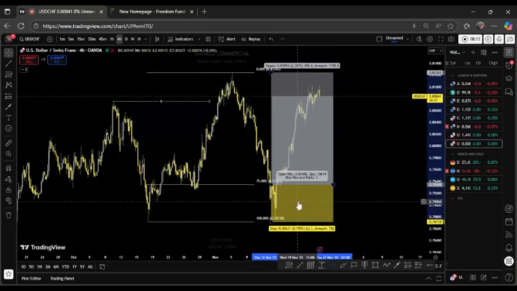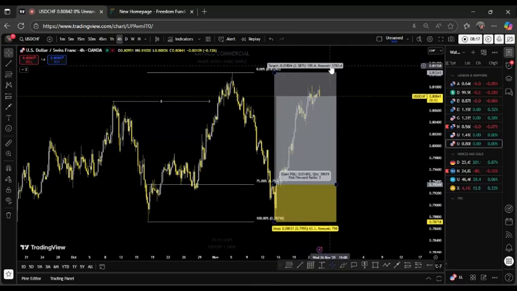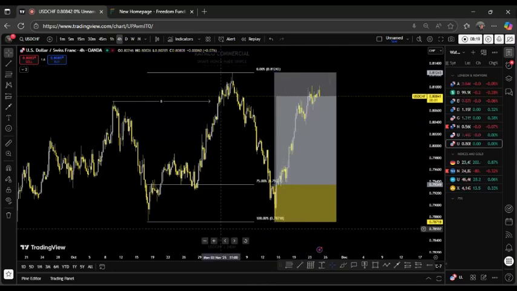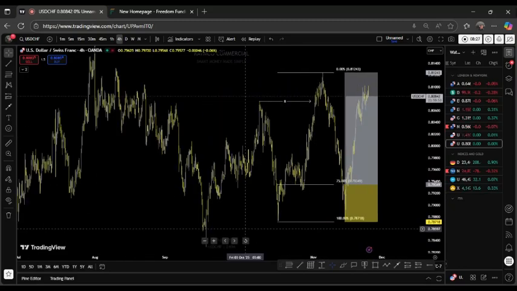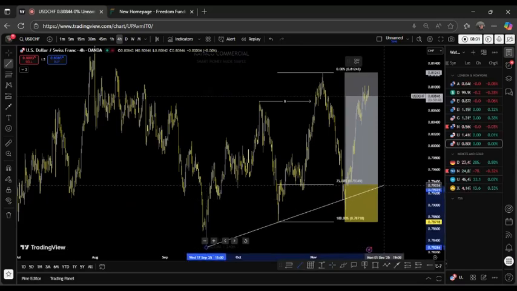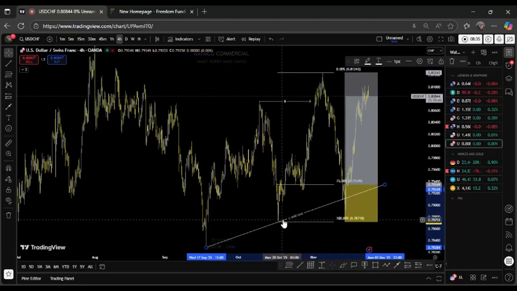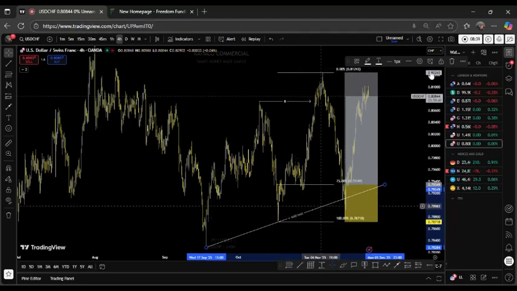Yes, this is how it's supposed to be. So yeah, I hope this makes sense. Also, this was a continuation of buys. You see, liquidity was taken out at this point. Trend liquidity was taken out, and then it went straight in that direction.